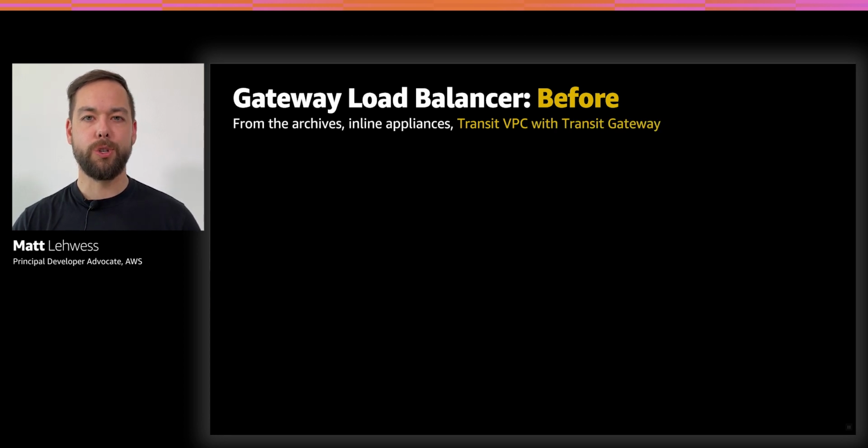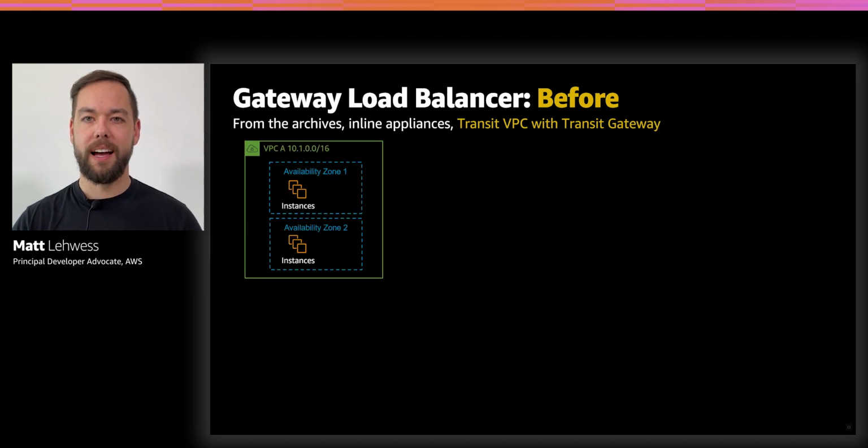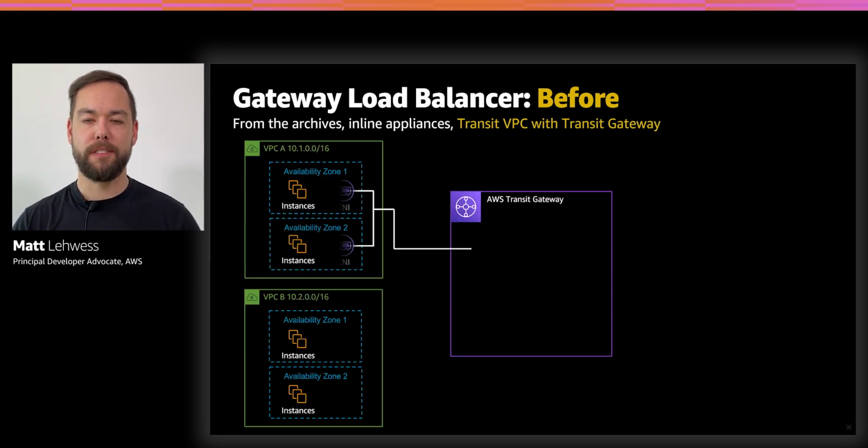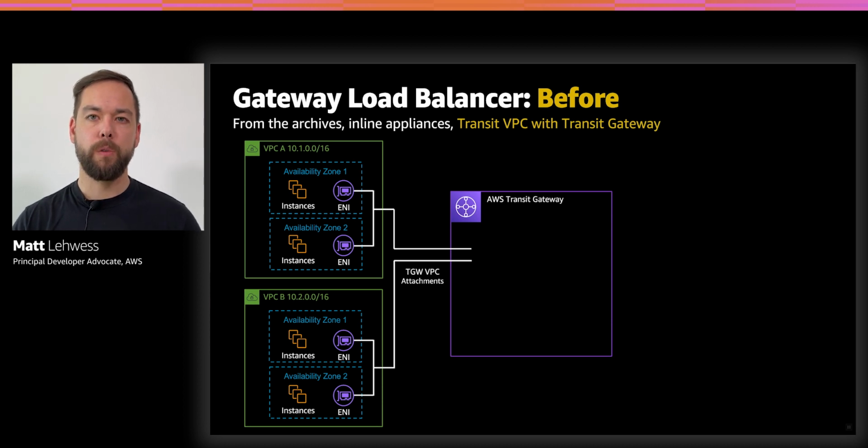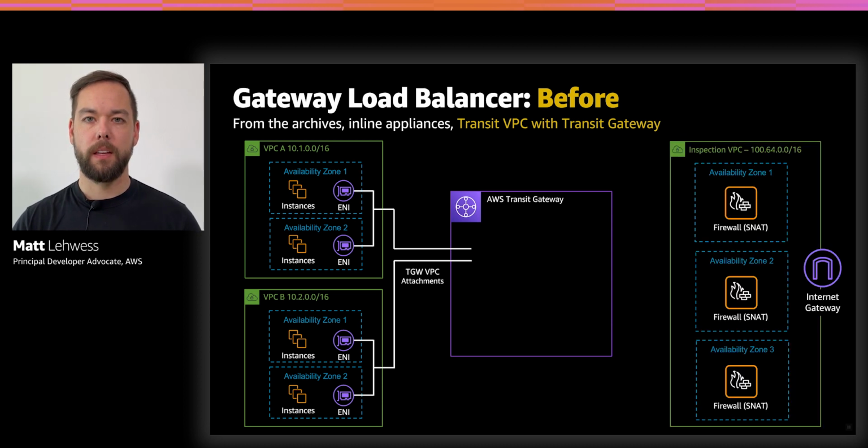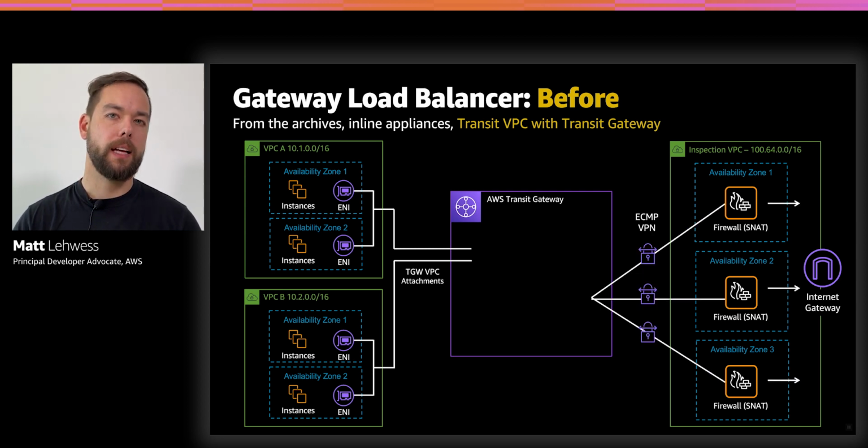Now, then we launched Transit Gateway, and things got very interesting for the appliance vendors. So what we've got here is we've got our VPCs on the left-hand side, we've got our Transit Gateway, and then we've got our TGW attachments for those VPCs. On the right-hand side, we've got our inspection VPC. And the inspection VPC has our firewalls, where we maybe have certain firewalls deployed in each availability zone, and they're connected to our Transit Gateway using VPN.